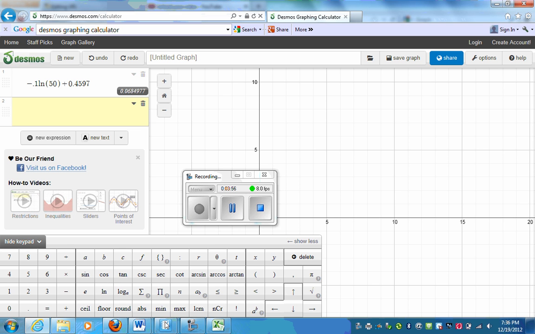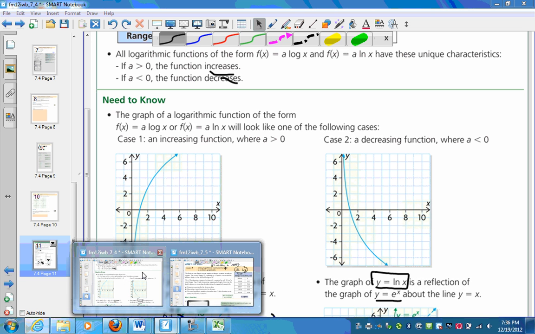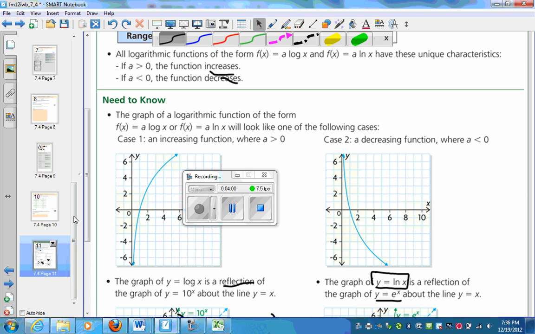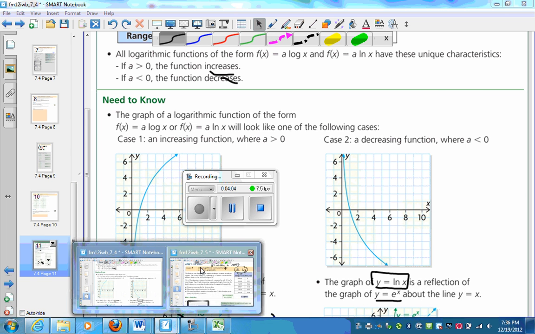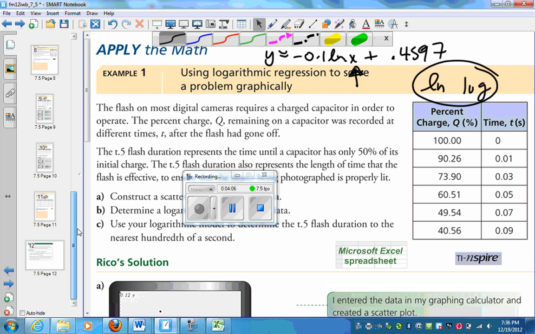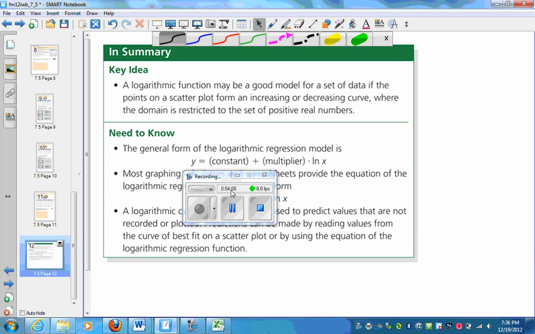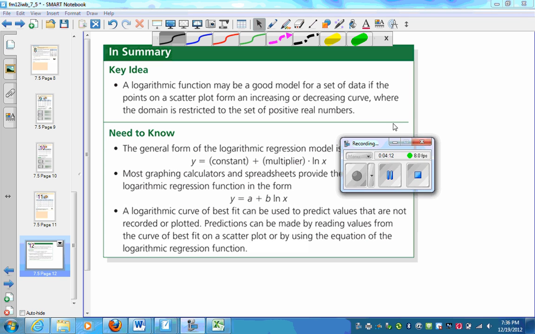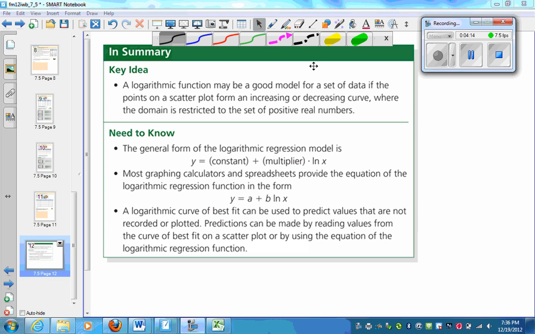So that's all we're doing in this section. Absolutely nothing new. Oh, wrong section. There we go. Absolutely nothing new. Information right here. A logarithmic function may be a good model for a set of data if the points on a scatter plot form an increasing or decreasing curve, where the domain is restricted to the set of positive real numbers.